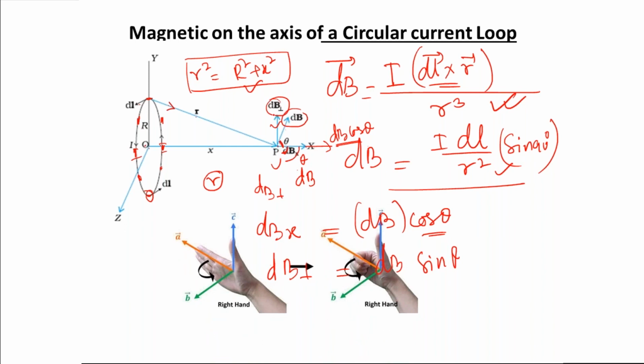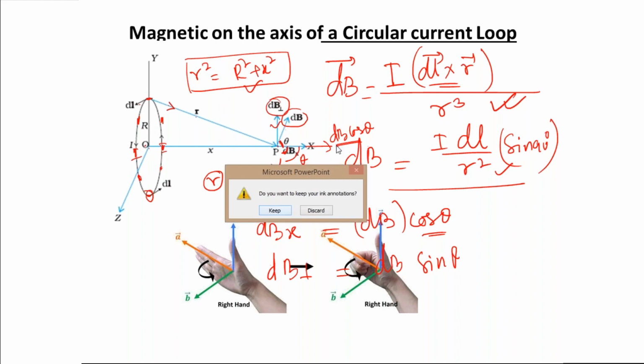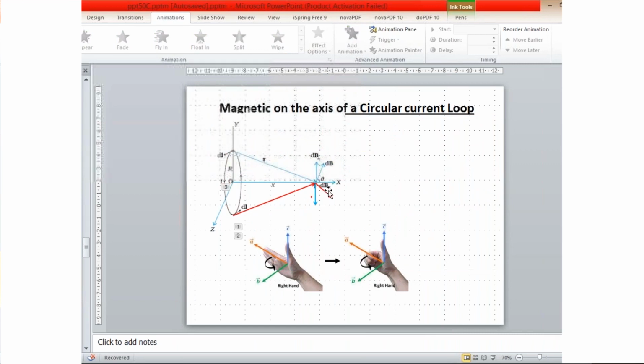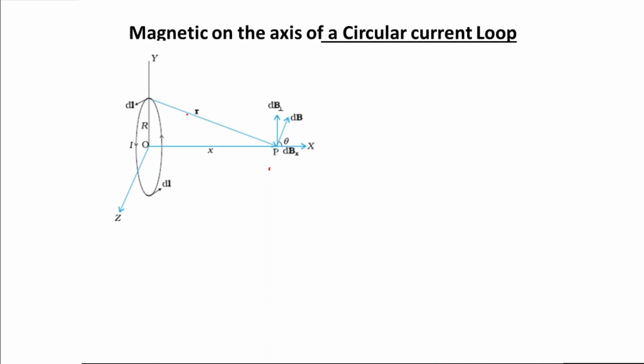I think I'll delete everything I have here. Now let us see what is the value of cos theta. If this is theta, what is the angle of this? Because cos theta I have to write in terms of our known terms, these three parameters. So how can I write that?